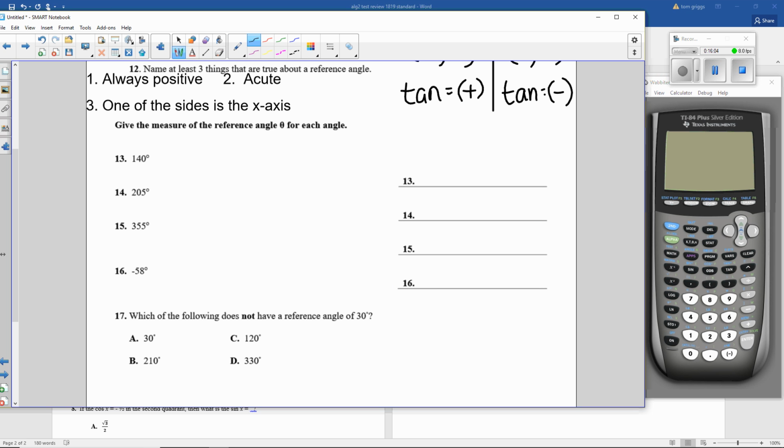So 140 degrees, that of course is in quadrant number 2. So I'm going to sketch 140. It's 90 plus 50 more. So with reference angles, I always like to fill in these little measurements. So if this piece is 90 and this piece is 50, the reference angle is the shortest distance to the x-axis. So that's this piece right here, which would have to be 40 degrees.